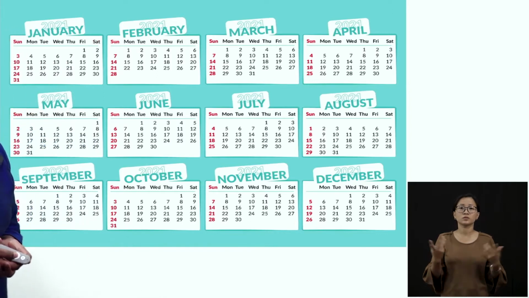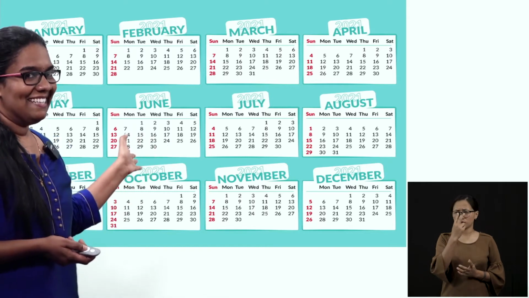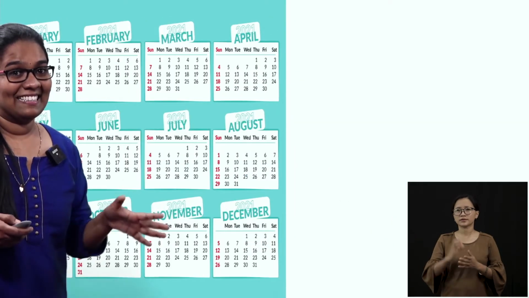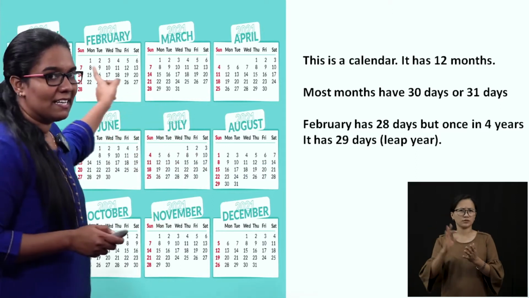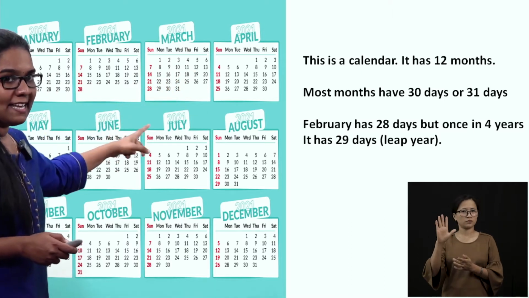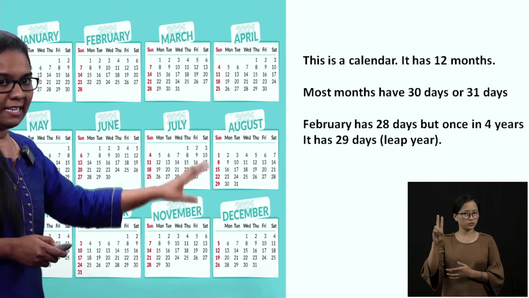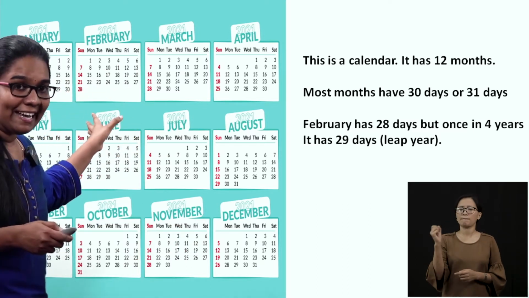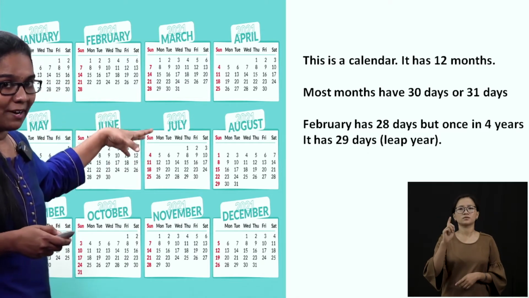What is this? Identify. Have you ever seen this? Yes, this is a calendar. It has 12 months: 1, 2, 3, 4, 5, 6, 7, 8, 9, 10, 11, 12. Most months have 30 days or 31 days.